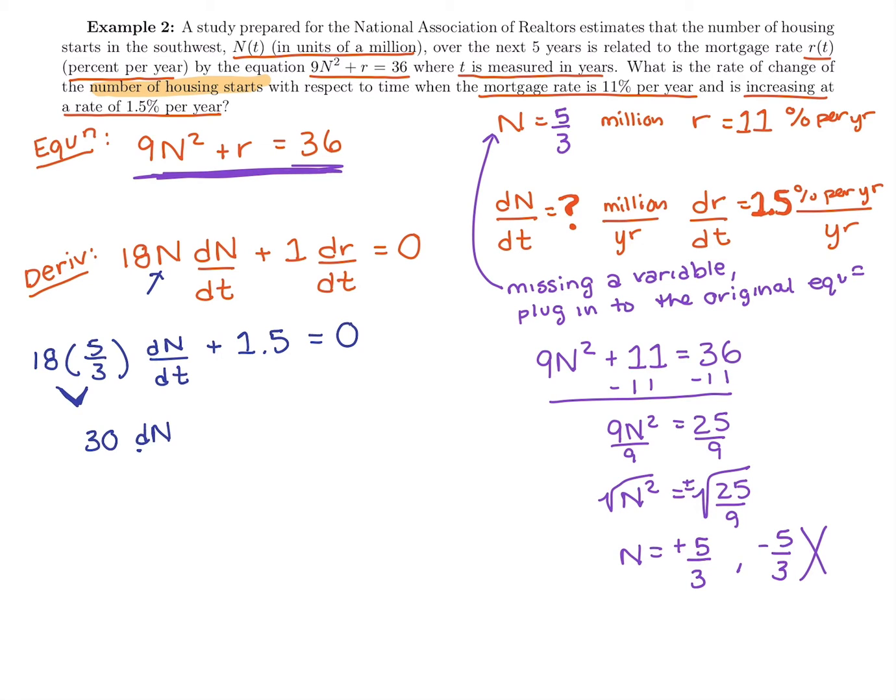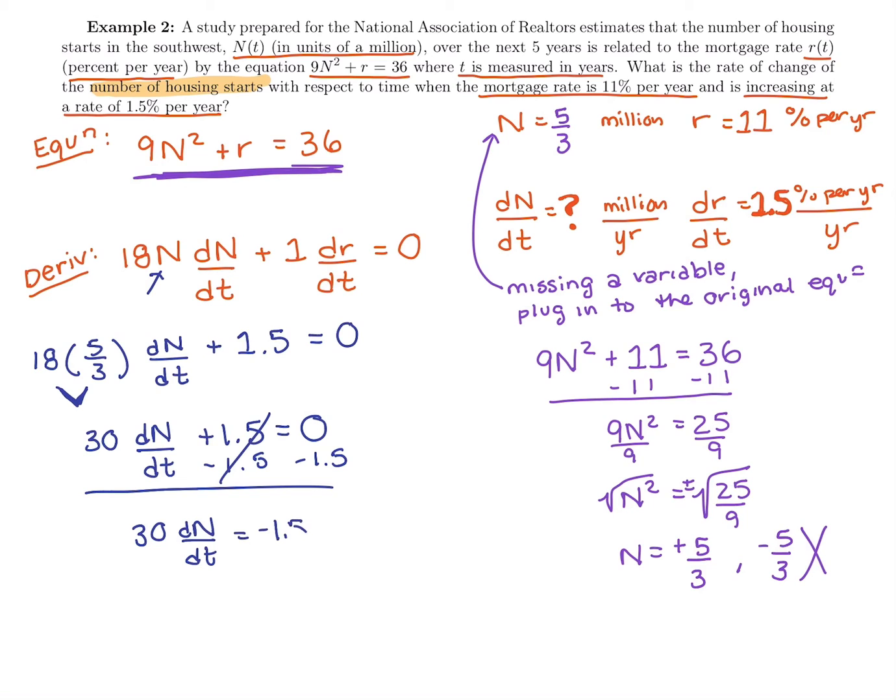30 dn/dt plus 1.5 equals 0. I want to get dn/dt on one side by itself. So I'm going to subtract the 1.5 over, which will give me 30 dn/dt. So 30 times dn/dt equals negative 1.5. And so last thing, divide by that 30. Negative 1.5 divided by 30 is about negative 0.05. And remember, you want to look back at your setup.